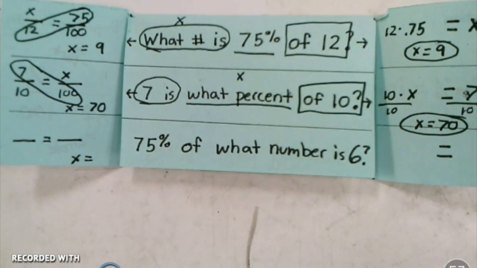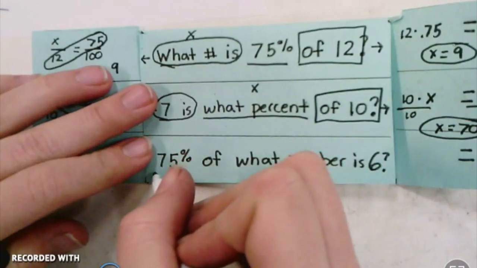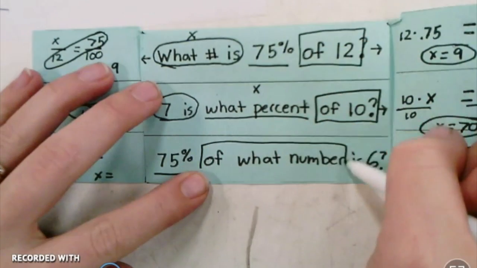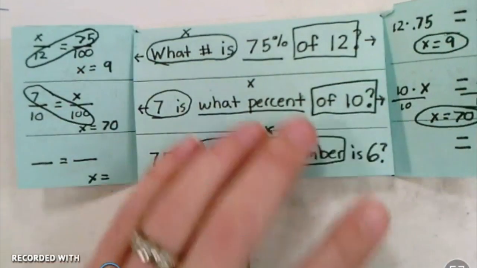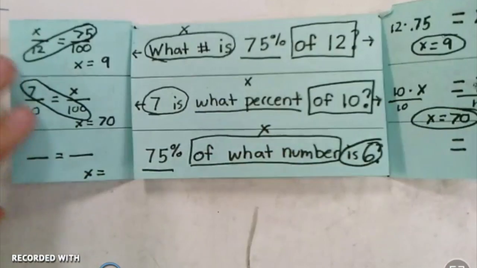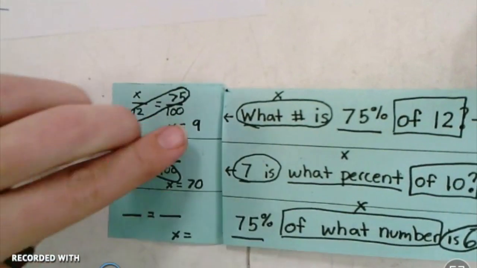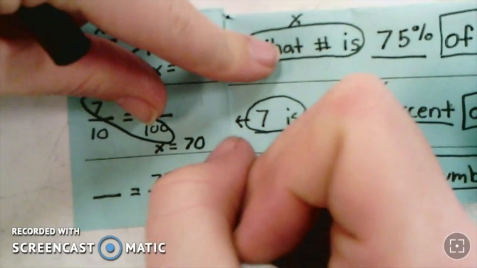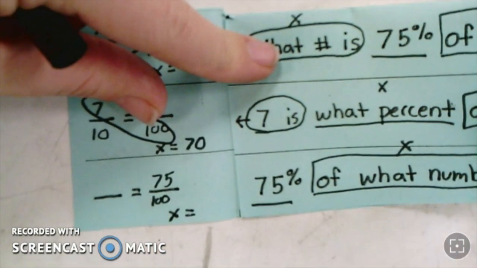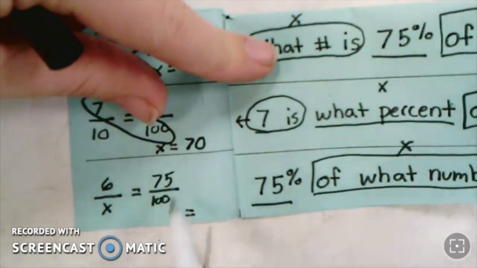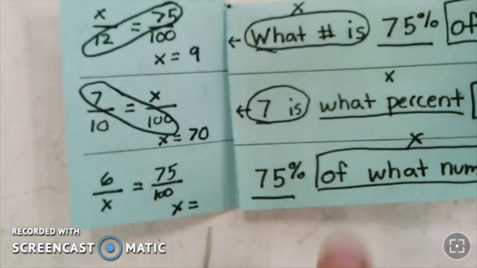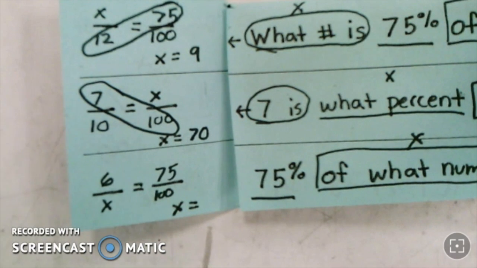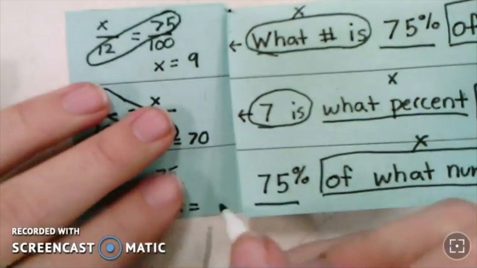Okay, let's look at our third example. 75% of what number, so of is our X, is 6. So over here in our proportion, I have 75%, so that's going to go up here. 100 always goes there. Of what number, so we don't know the of, is 6. So is over of equals percent over 100. So now I can multiply 6 times 100 divided by 75, and X equals 8.